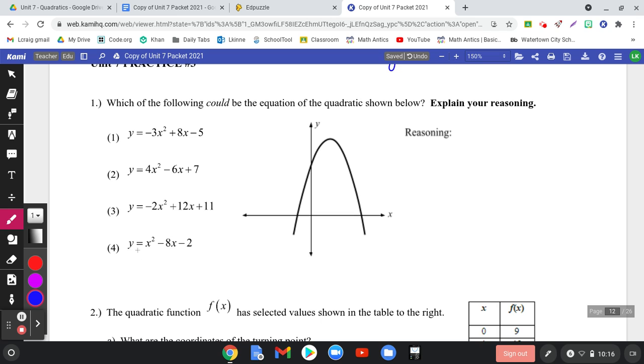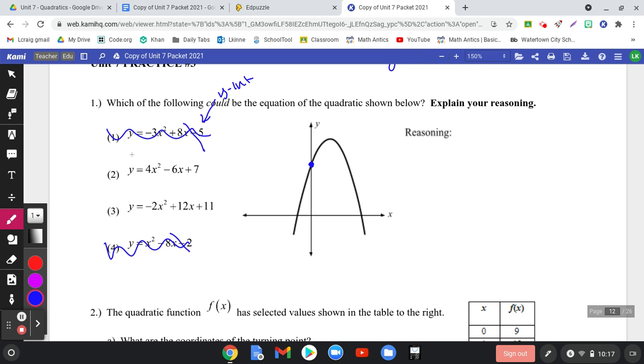You could type them into y equals, but let's think about some of the characteristics that we've learned. So remember, this number right here is always your y-intercept. So if we look, our y-intercept's positive. So it can't be -5 and it can't be -2. So that allows me to rule those two out.